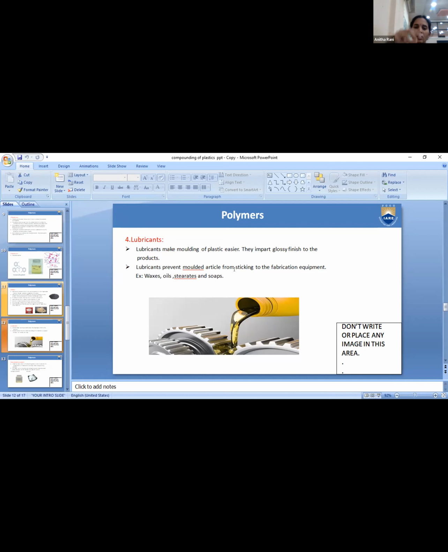So in the mixture, when we are preparing the resin and other ingredients, we take one ingredient, lubricants, oils also, and add it to that mixture. Why? Because lubricants prevent the molded article from sticking to the fabrication equipment. So after pouring the plastic material into the bottle-shaped equipment, apply heat and pressure, then cool the product and take out the bottle. We do not get any problem when going for the molding process. Examples: waxes, oils, stearates, and soaps. So lubricants are also needed, and we have to add them to the plastic resin.